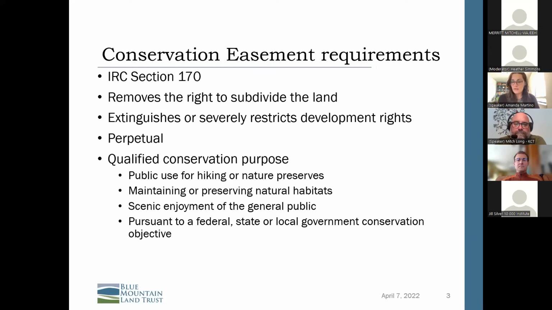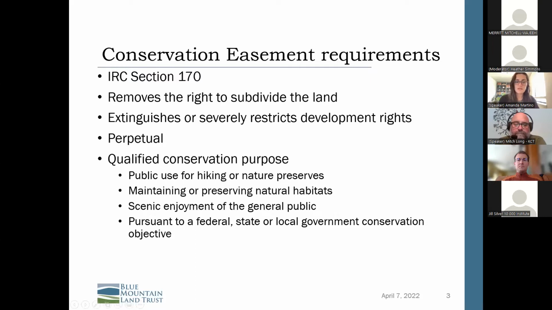So what is required for a conservation easement? To be a qualifying conservation easement, you must meet the IRS Internal Revenue Code section 170. That's your little legal citation for the day. But a conservation easement has to remove the right to subdivide the land, extinguish or severely restrict development rights in the future, and it has to be in perpetuity or run forever.